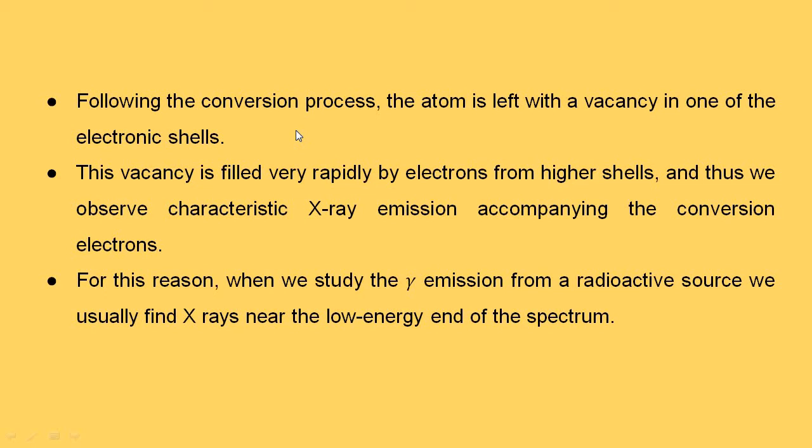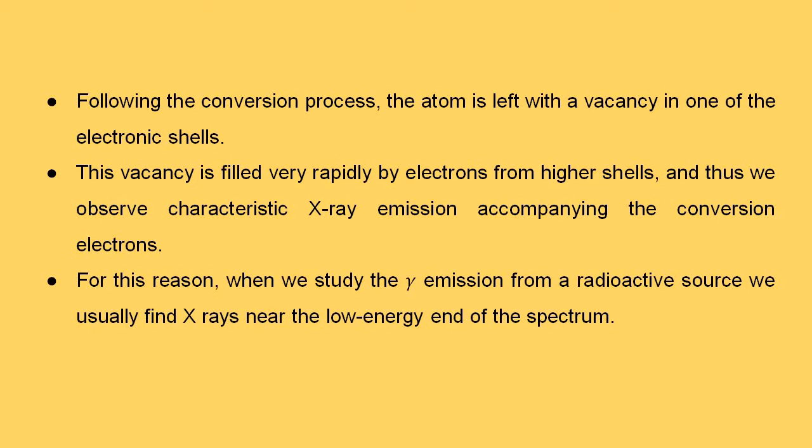Following the conversion process, the atom is left with a vacancy in one of the electronic shells. This vacancy is filled very rapidly by electrons from higher shells, and thus we observe characteristic X-ray emission accompanying the conversion electrons. Such a case we have already discussed in our radiation physics topic. For this reason, when we study the gamma emission from a radioactive source, we usually find X-rays near the low energy end of the spectrum.